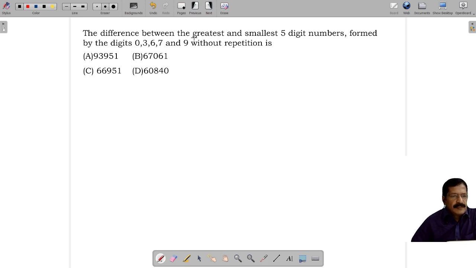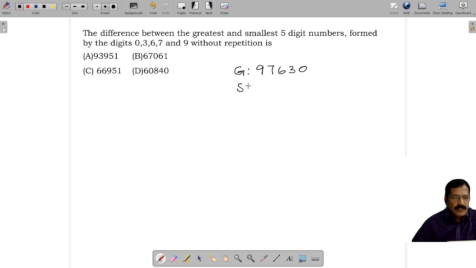Now, children, the difference between the greatest and the smallest 5-digit numbers formed by the digits 0, 3, 6, 7, and 9 without repetition is: A, 93951, B, 67061, C, 66951, D, 60840. Let us write the greatest one. The greatest 5-digit number using the digits 0, 3, 6, 7, 9: we have to write 9, then 7, 6, 3, 0.